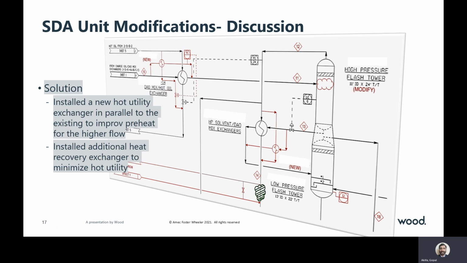Solution: installed new hot utility exchanger in parallel to the existing to improve preheat for the higher flow. Installed additional recovery exchanger to minimize hot utility. So you can see a parallel exchanger is shown on the preheat side as well as on the recovery side.